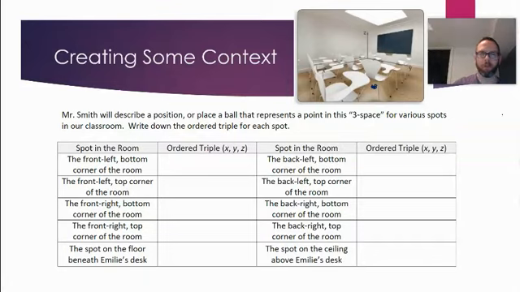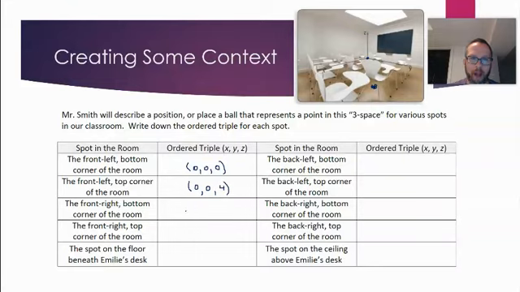The front left bottom corner of the room was here, and we established that was basically the origin in 3-space, 0, 0, 0. The front left top corner of the room: so front, 0, left, 0, but now I've moved to the top corner of the room, and we said the room was 4 meters tall.